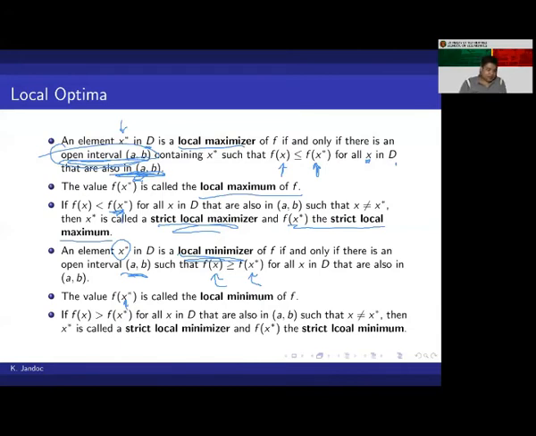And finally, if you plug in x star and it gives you a strictly lower value than when you plug in any other x in that slice of the domain, then x star is called the strict local minimizer, and the value f of x star is called the strict local minimum.